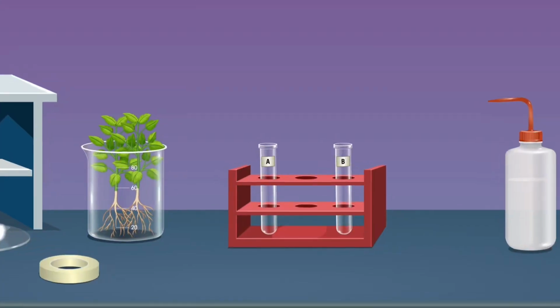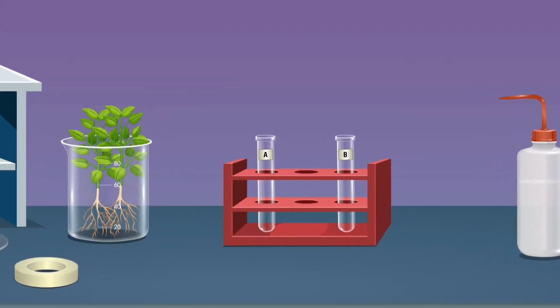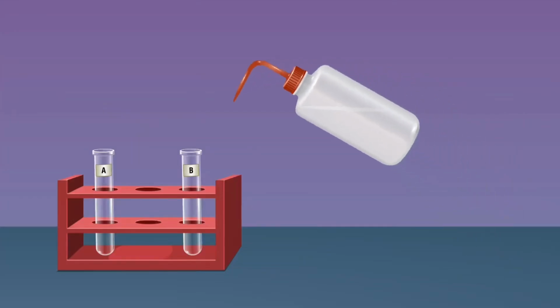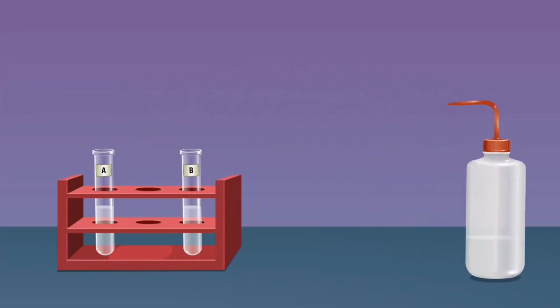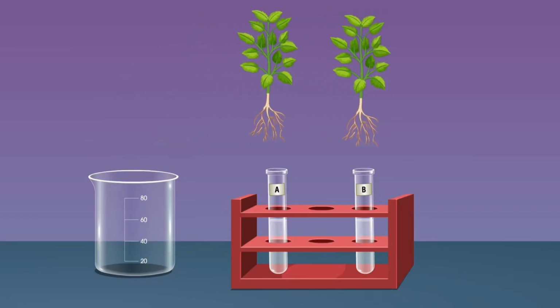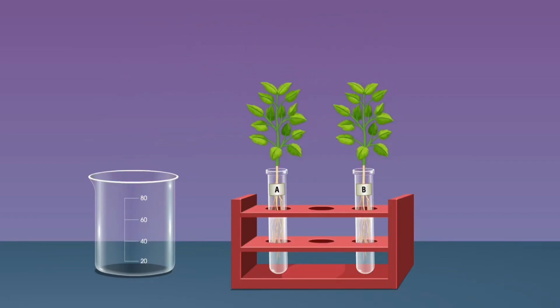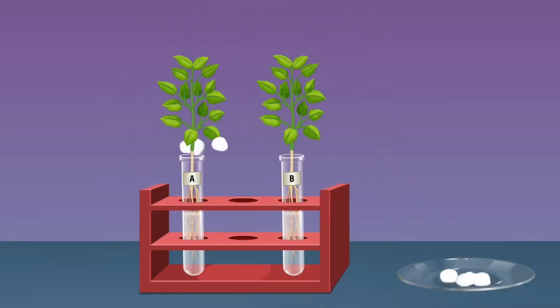Procedure: take 2 boiling tubes labeled as A and B. Fill up both the tubes with water until they are 2/3 full. Insert the plant one by one into each boiling tube. Introduce the cotton swabs in such a way that roots dip in water and the stem with leaves project out of the boiling tubes.